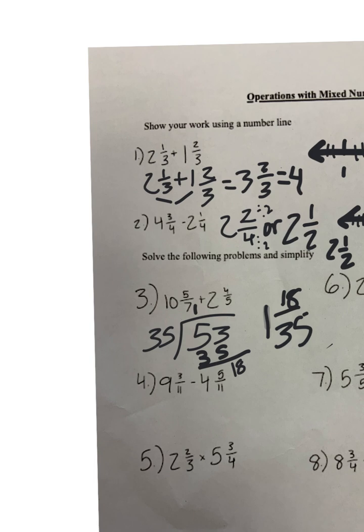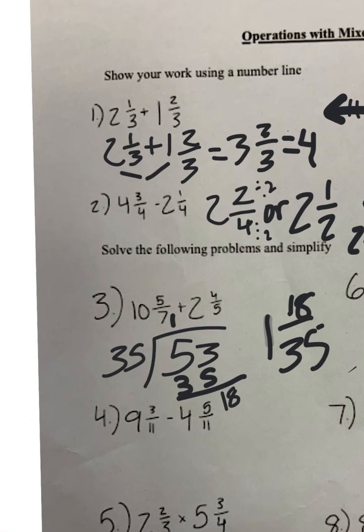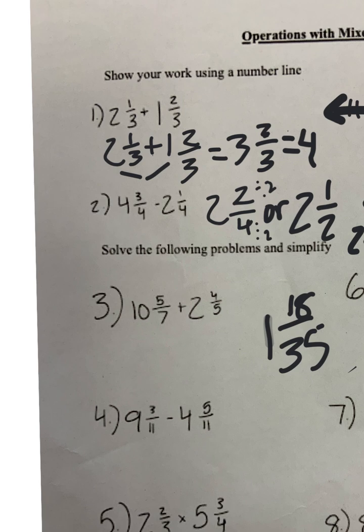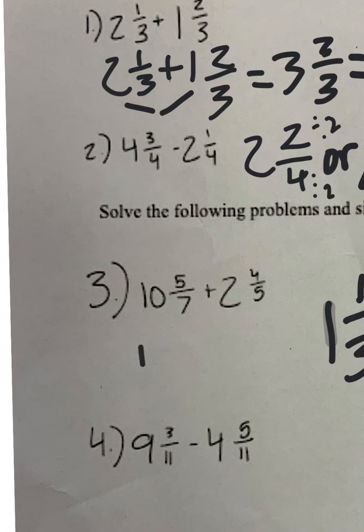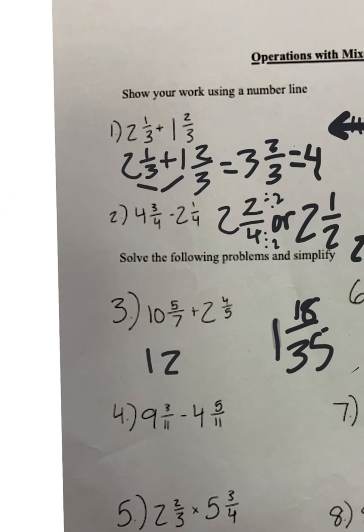And now since we regrouped, we have to add that to our whole numbers. So 10 plus 2 is 12, and then add another whole number. So 12 plus 1 is 13 and 18/35.